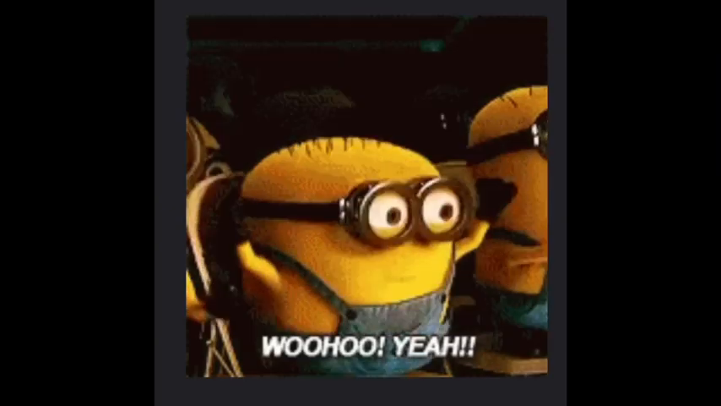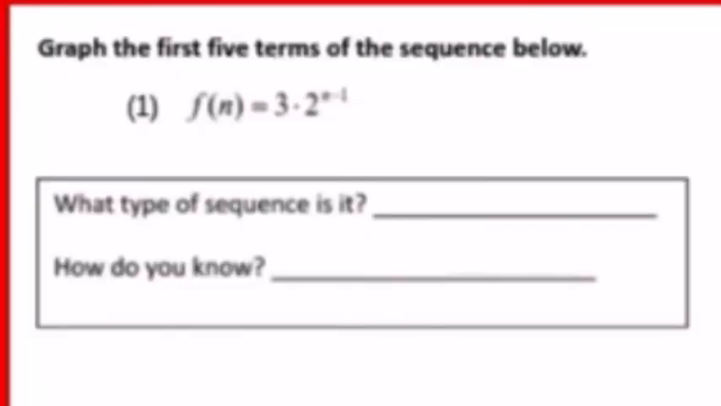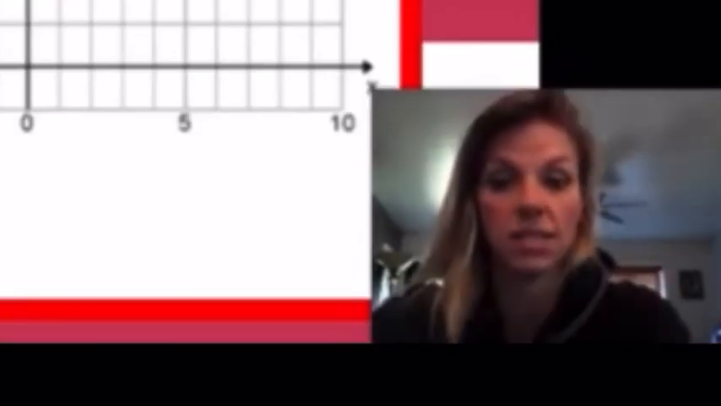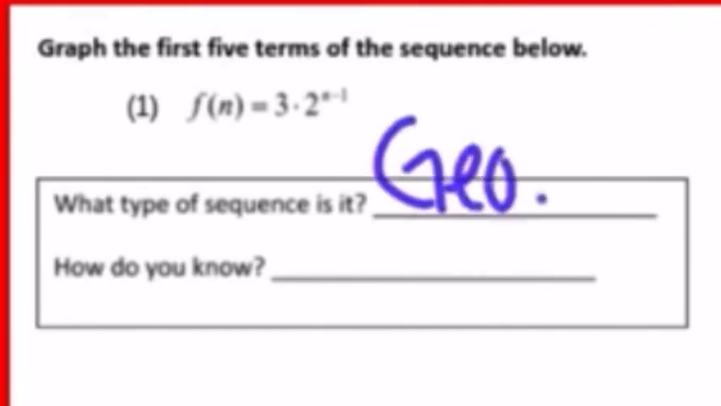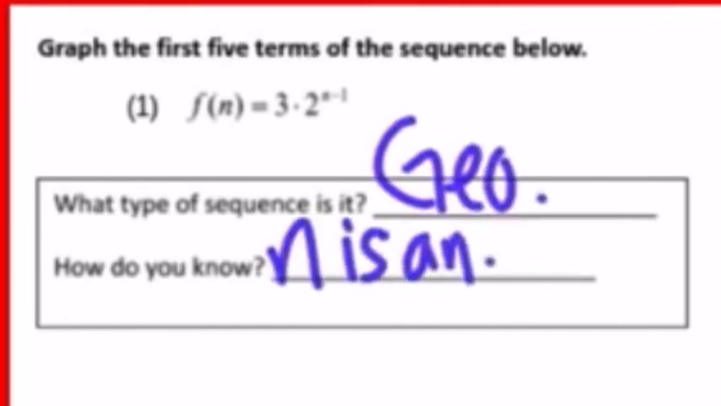All right, we only have a couple left. This one wants us to graph. So this one's f of n equals 3 times 2 raised to the n minus 1. If it's raised to the n minus 1, this has to be a geometric sequence. And we know that because n is an exponent.